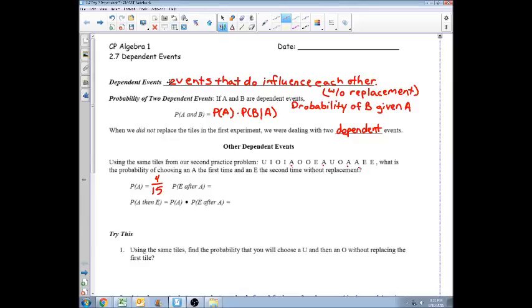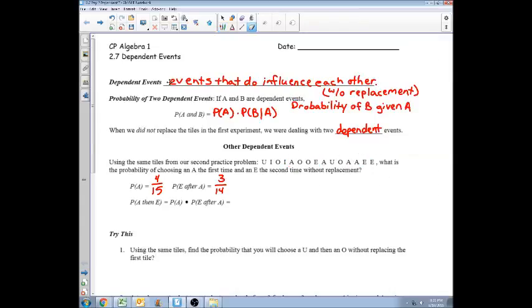So what is the probability of E after A? Well, I'm going to get rid of one of these A's. So how many total tiles do I have now? I have 14 total tiles. How many E's are there? 1, 2, 3. So it would be 3 out of 14.